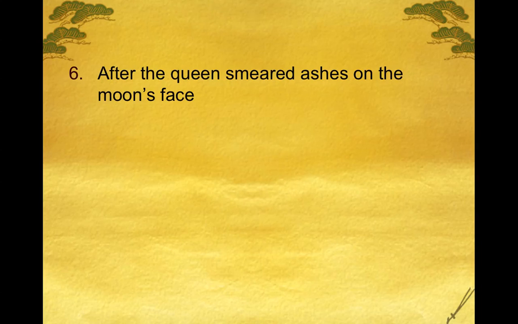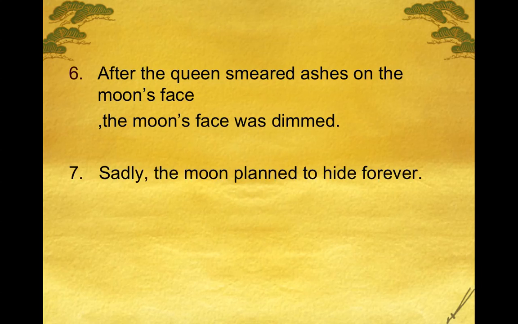Okay, continuing on, you should have put something like this. They put, the moon's face was dimmed. Now yours obviously might be a little different, but no matter what, it should be an independent clause. Could the moon's face was dimmed stand alone as a sentence? Absolutely. To our next example. Sadly, the moon planned to hide forever. What is that? An independent clause or a dependent clause? Please write that down. Well, it is an independent clause.